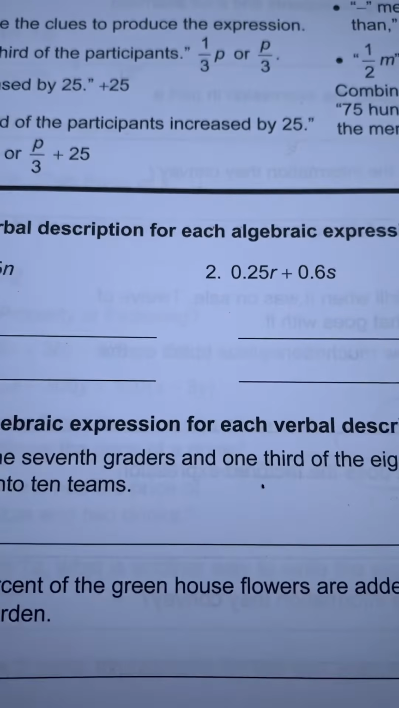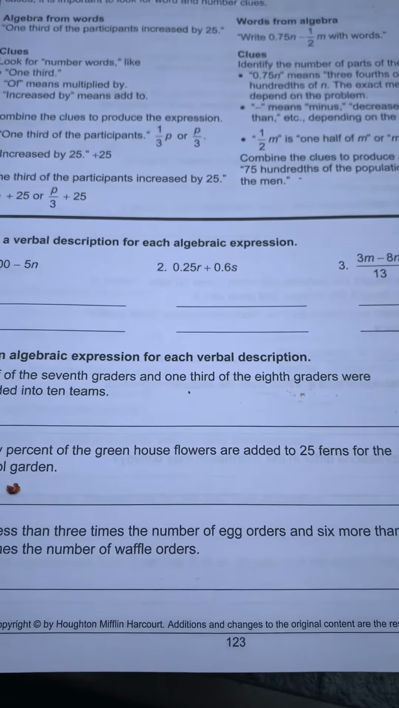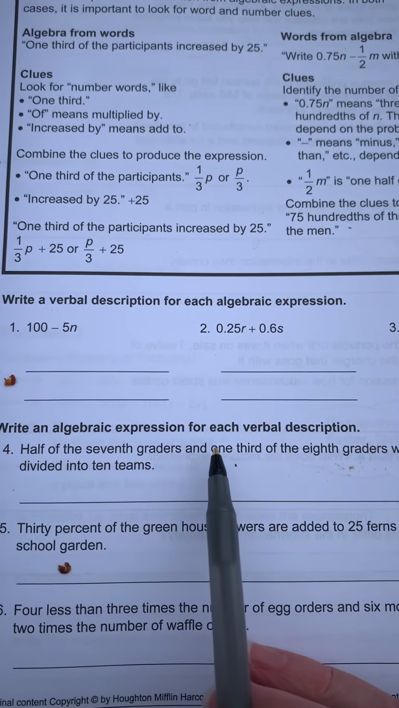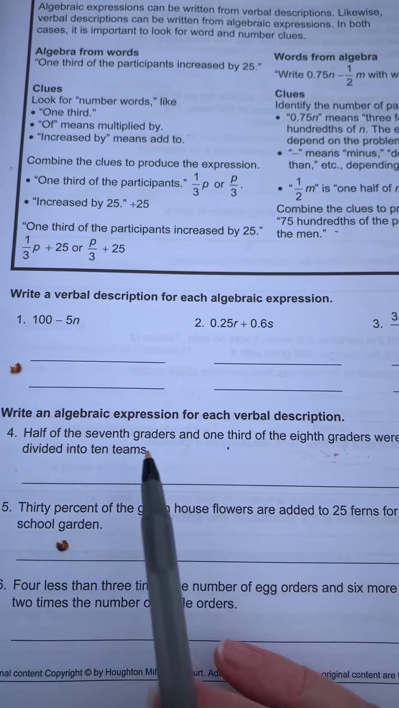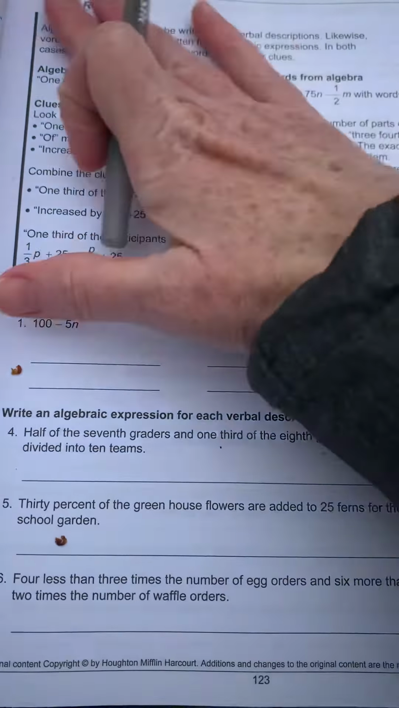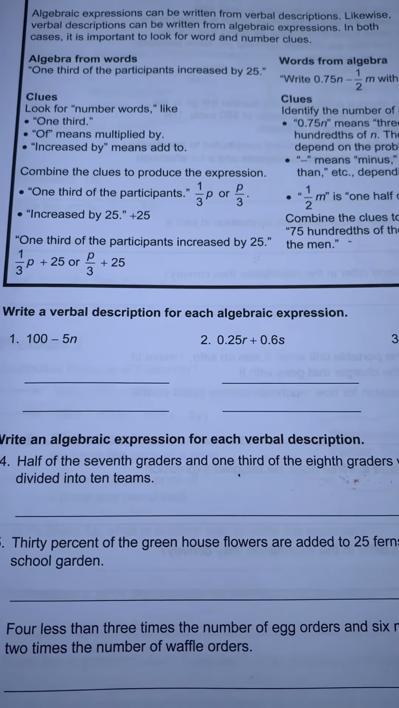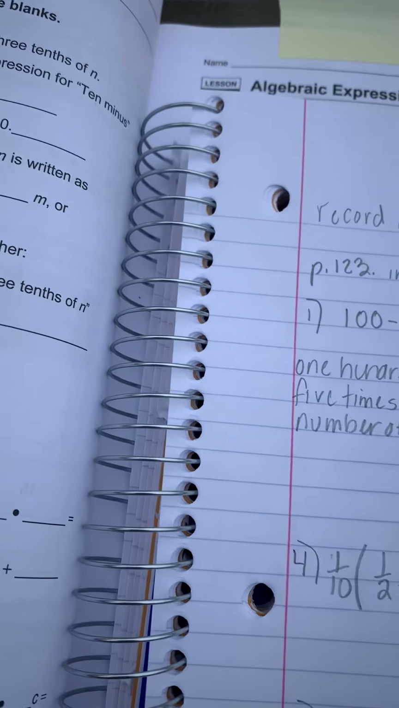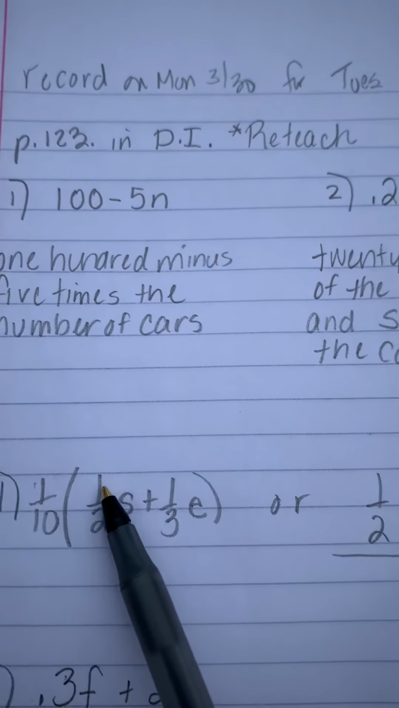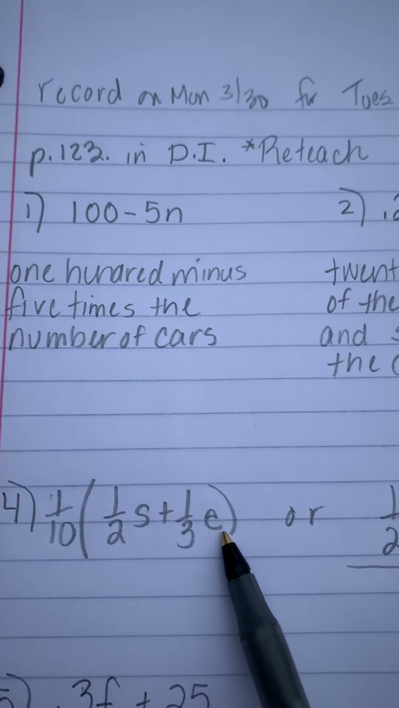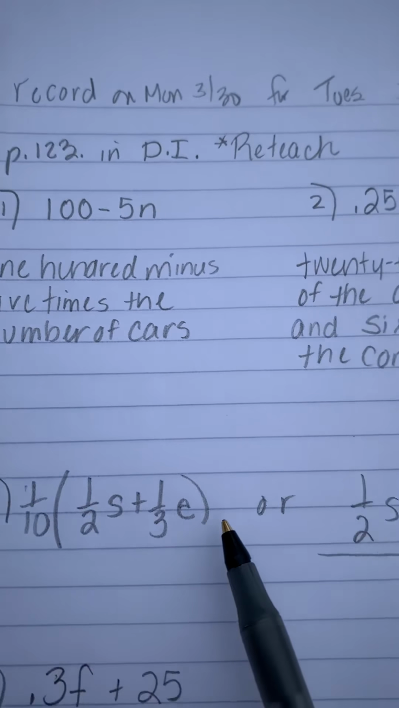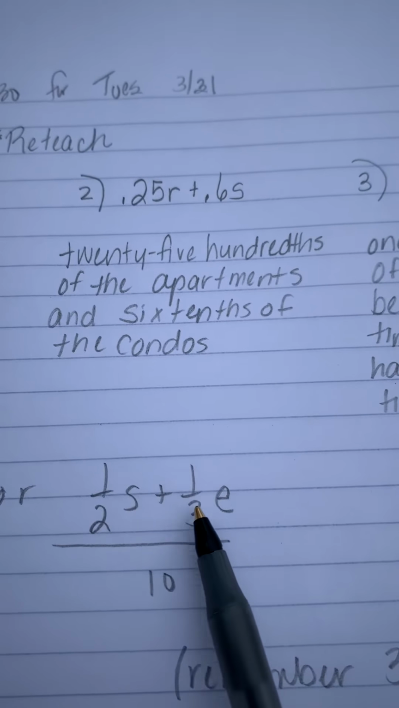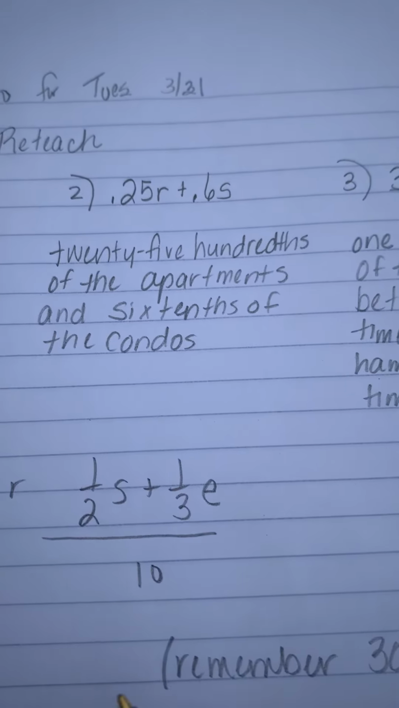Now take a look here. This time they gave you the verbal description. You have to come up with the algebraic expression. It says half of the 7th graders and 1/3 of the 8th graders were divided into 10 teams. Sorry about that. Half of the 7th graders and 1/3 of the 8th graders were divided into 10 teams. I could also write it like this: 1/2 of the 7th plus 1/3 of the 8th divided by 10.